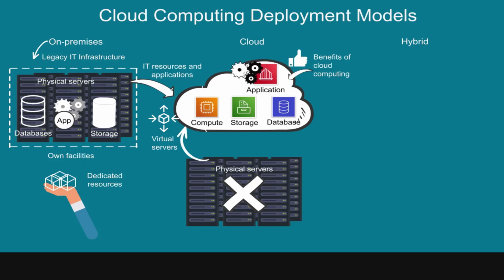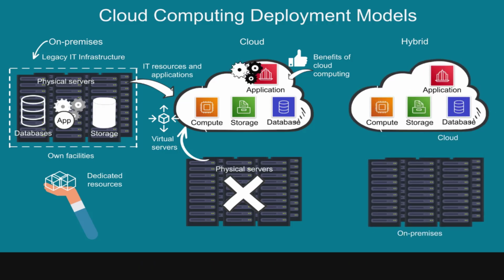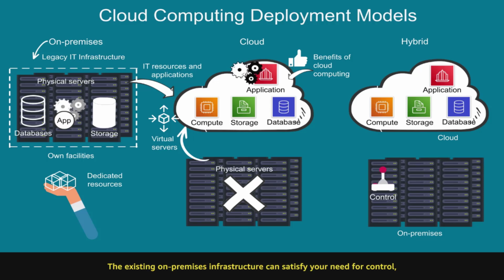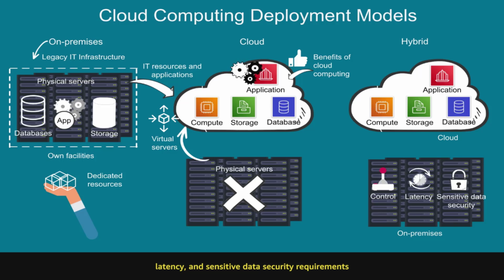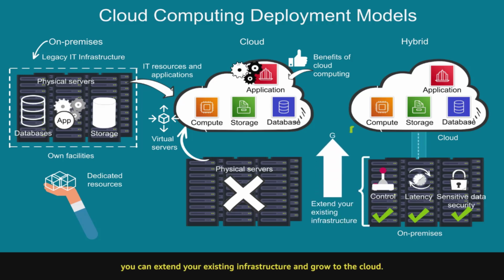Hybrid cloud deployment model. Hybrid cloud is a mixture of cloud and on-premises computing. The existing on-premises infrastructure can satisfy your need for control, latency and sensitive data security requirements, while connecting cloud resources to your internal systems. At the same time, you can extend your existing infrastructure and grow to the cloud.